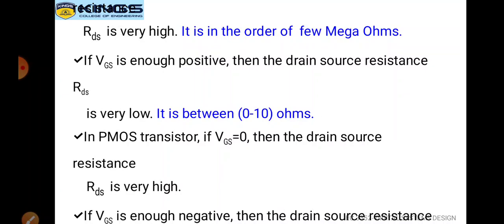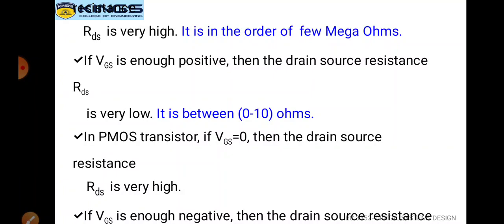Only 2 points. In NMOS transistor, when the value of VGS is 0, the drain source resistance value is high. When the value of VGS is increased enough positive, the drain source resistance value is low. This is the concept for NMOS. Because what did we say about NMOS? It will conduct only when the voltage is high. So only here the VGS value is enough positive. Okay? Next one is PMOS.